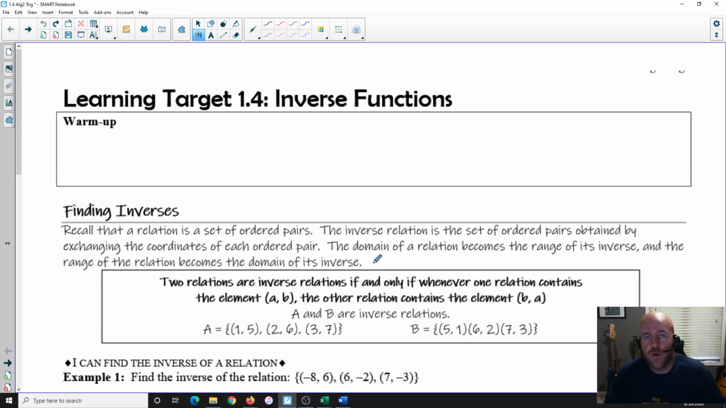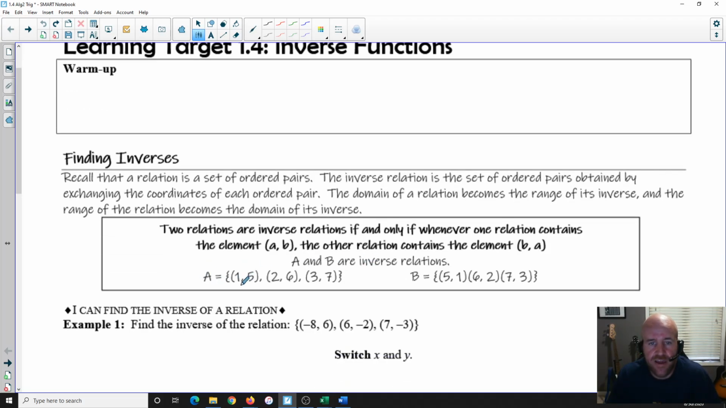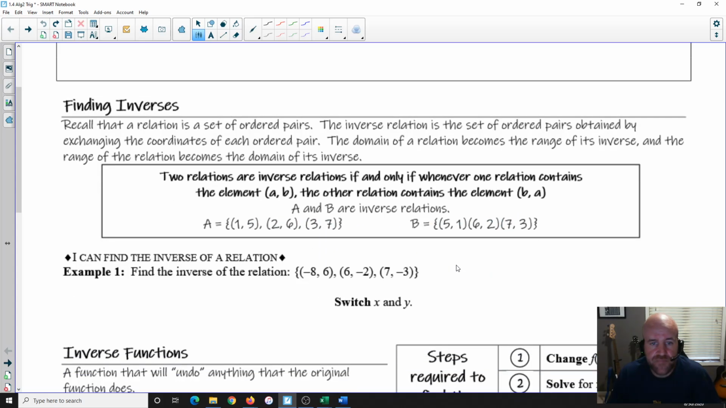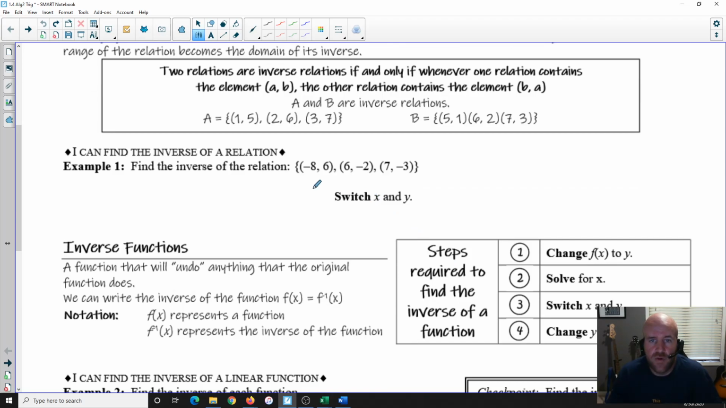So for a relation to be an inverse, all you have to do is take the x and the y variables and switch their places. So if you look here at a and b, all the difference is that the x and the y have flip-flopped. So all the ordered pairs are just the opposites. So in example 1, we're going to try that.